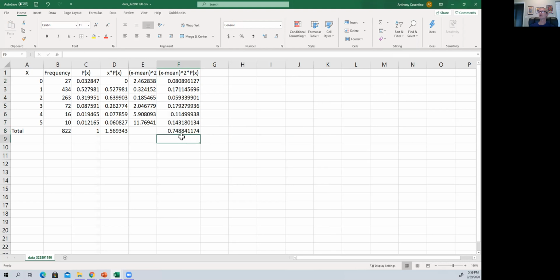And what's our standard deviation? This is our variance. Our standard deviation would be the square root of this number. So you could use the square root function, or for me, it's easier just to take it to the 1/2 power. And so you could see that the standard deviation is 0.86, almost 1, right?